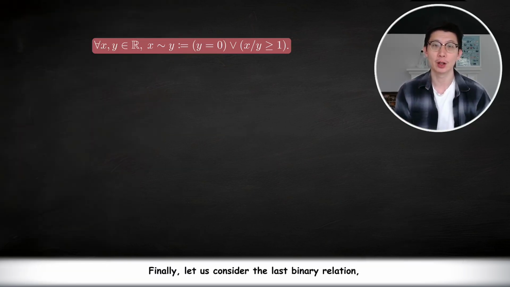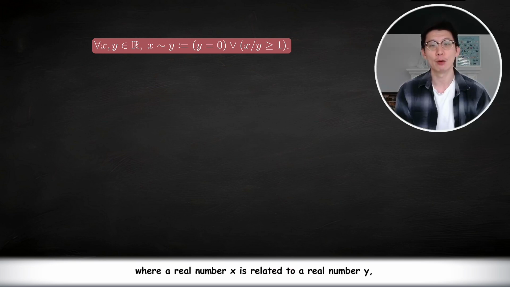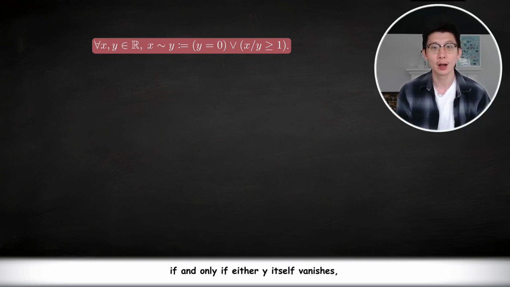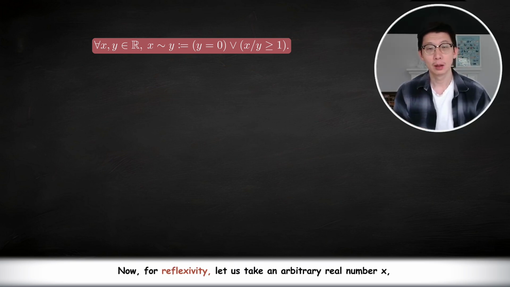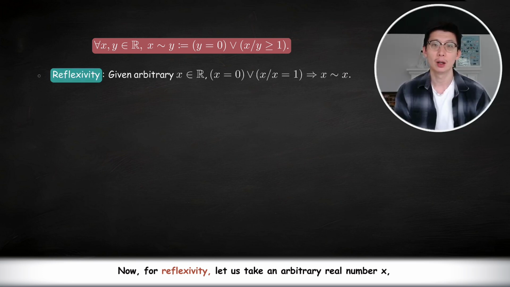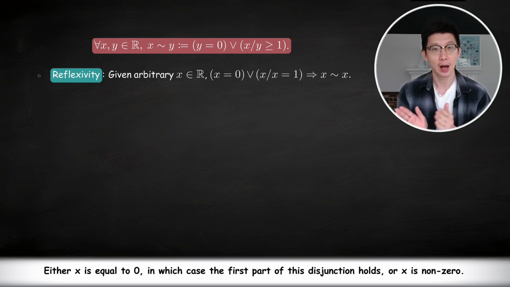Finally, let us consider the last binary relation, where a real number x is related to a real number y if and only if either y itself vanishes, or the ratio of x over y is at least 1. Now, for reflexivity, let us take an arbitrary real number x, and we know there are two possibilities. Either x is equal to 0, in which case the first part of this disjunction holds, or x is non-zero.